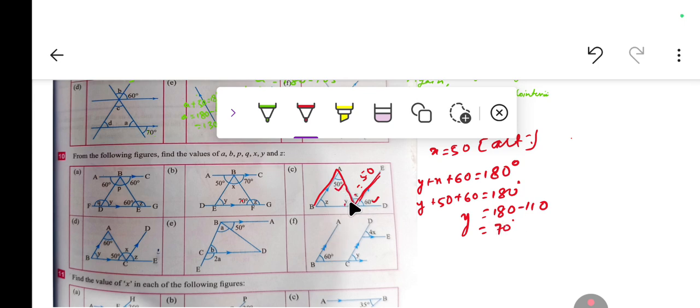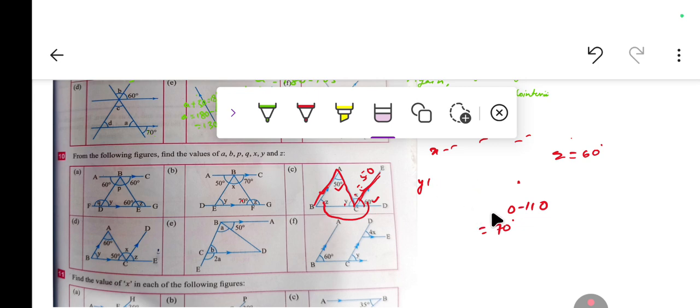So if you get 50 and this 70, you can easily get the value of z by the sum of angles of a triangle. There is another way to get it directly: because this line and this line are parallel, these two are corresponding angles, so z will be equal to 60 degrees being corresponding angles. Directly also you can write. So this is also solved. Similarly now, question number 10D, the question is similar, can be done by you.